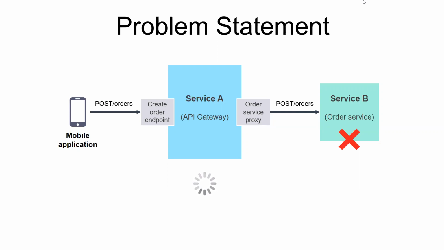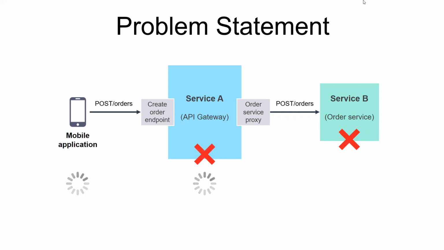This will not only result in a poor user experience, but in many applications, it would consume a precious resource such as a thread. Eventually, the API gateway would run out of resources and become unable to handle requests. Then the entire application would be unavailable.